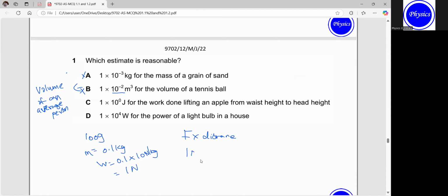So 1 Newton times distance from waist to head. Roughly, maximum it could be 1 meter, even if it is the tallest person. So the answer we are getting is 1 joule. Yeah, so option C would be the correct one. What is D? D says the power of a light bulb in a house. Light bulb in a house, are we using 10,000 watts? No. Okay, so this is not the right option. So the option here is C.